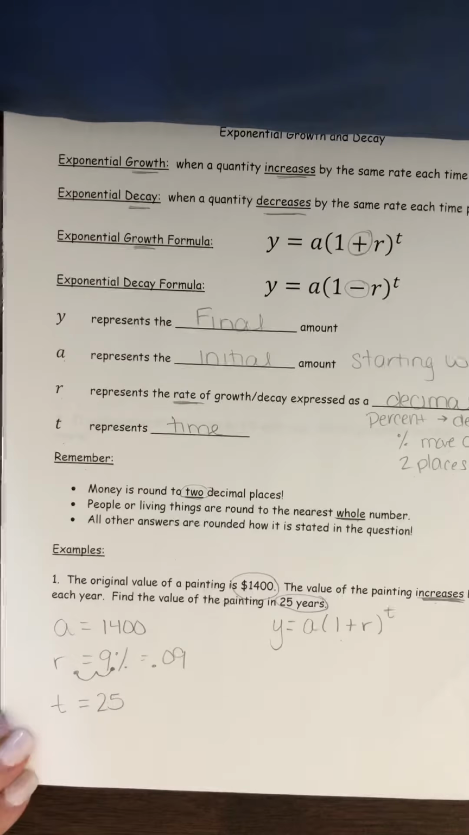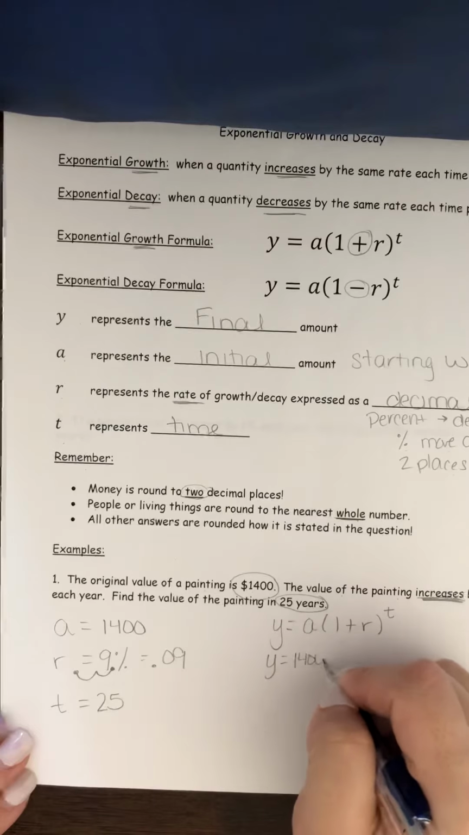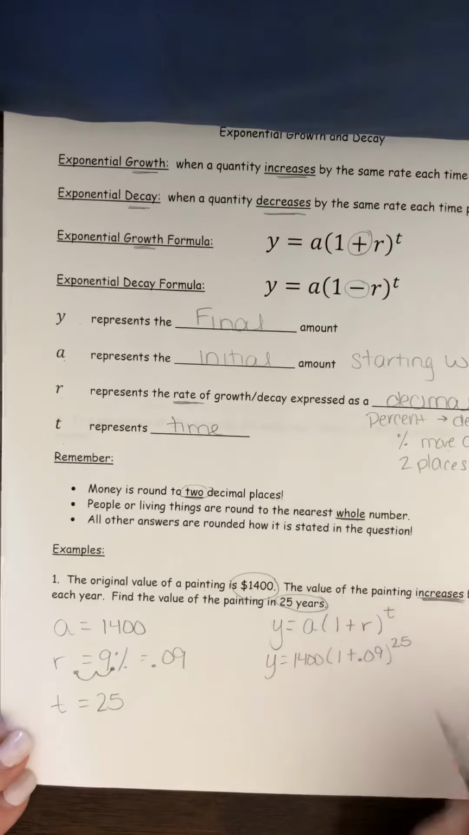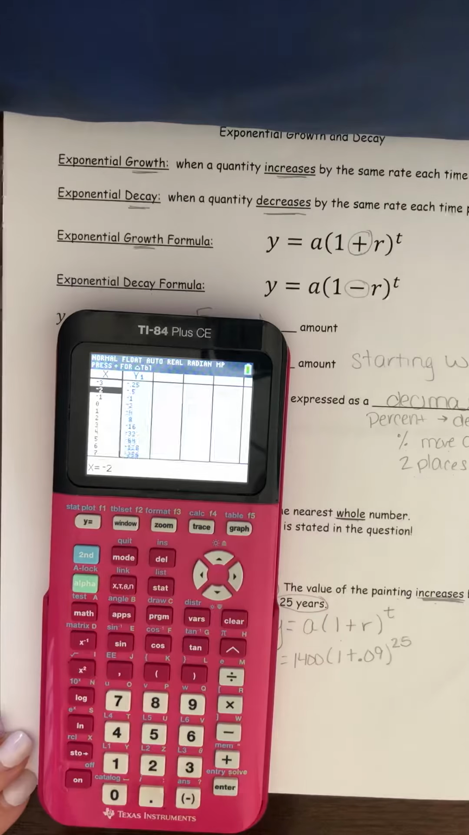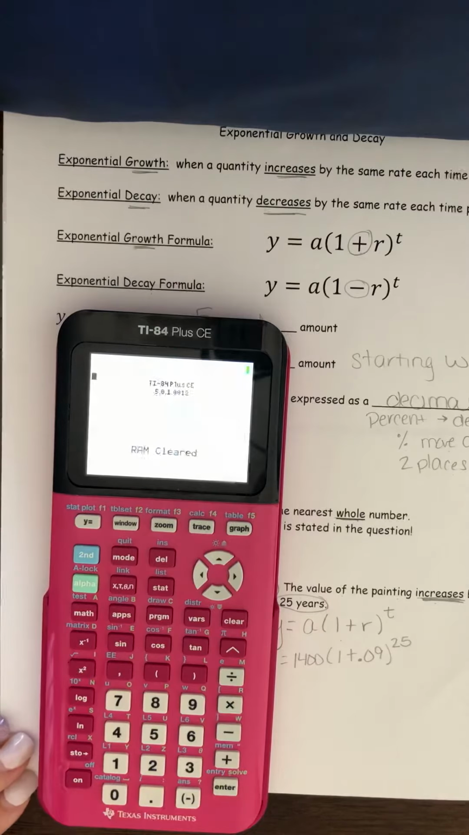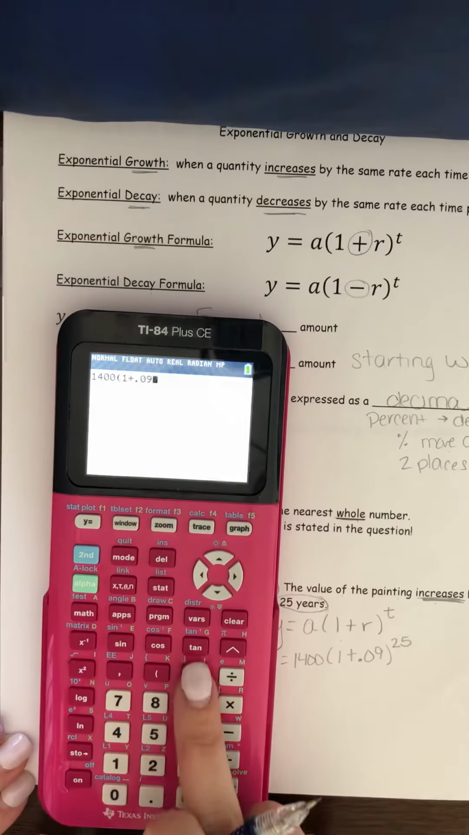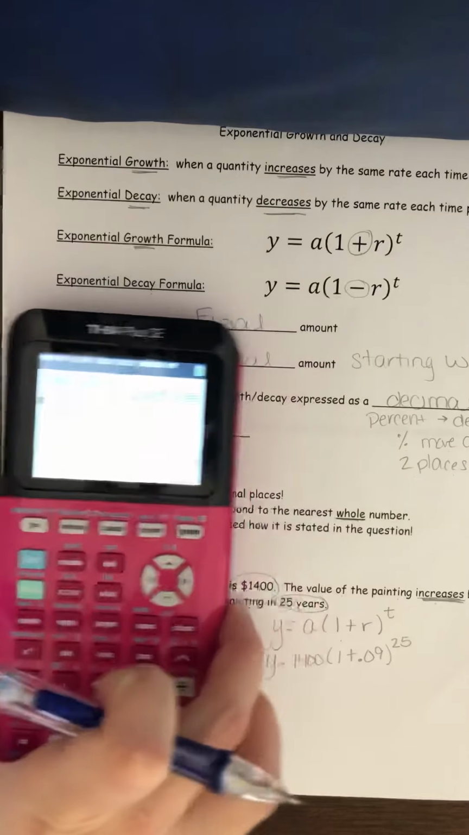They want to know the value. So I'm just going to plug those values in for those letters in the problem. So 1,400 times 1 plus 0.09 raised to the 25. You can type all of that in your calculator at once. So I'm going to turn my calculator on, clear it out. I'm going to do second plus 712 because we were graphing yesterday and changed a bunch of stuff. Clear it out. I'm going to type 1,400 parenthesis 1 plus 0.09 parenthesis, caret key to go to the power, to the 25th.